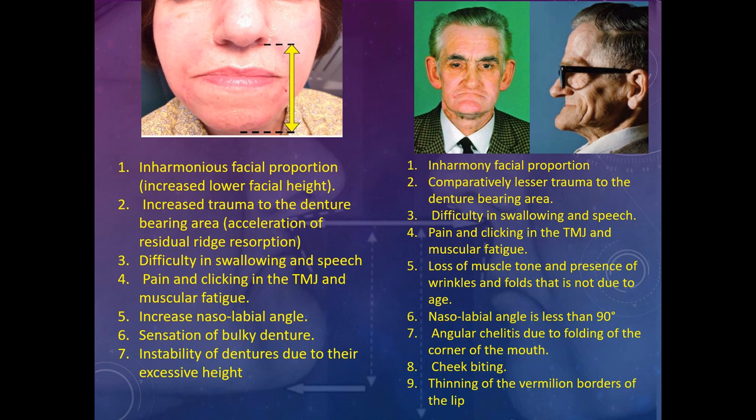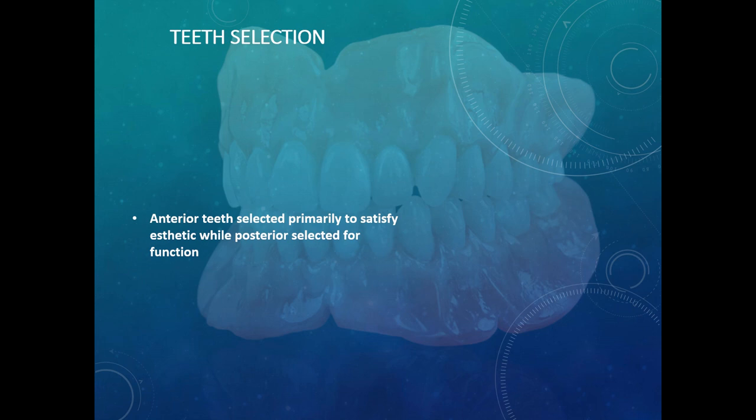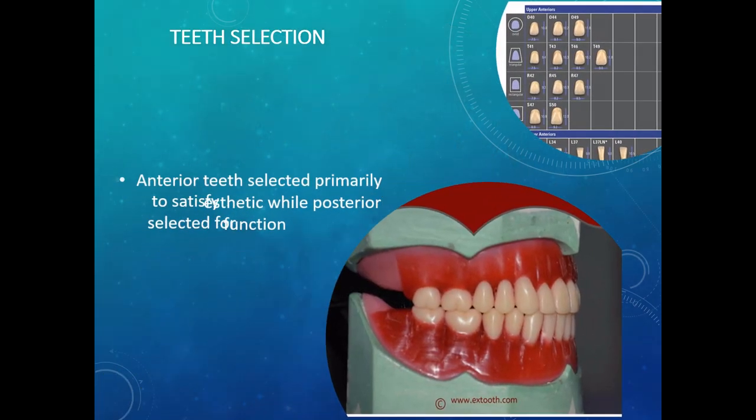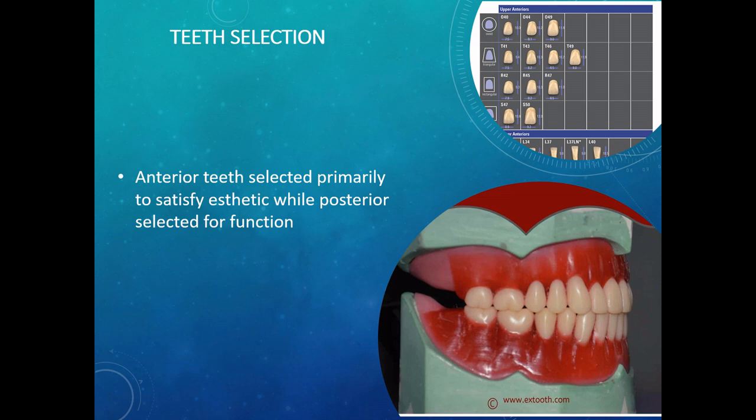The next step is teeth selection, which is very important, as the selection of appropriate shade, size and form of the artificial teeth determines the aesthetics and function of the denture. Anterior tooth selection considers size, shape, color and material, that is basically to satisfy aesthetics, whereas posterior teeth are chosen based on color, size, cuspal morphology and material to aid in mastication and denture stability. So here we give importance to function.